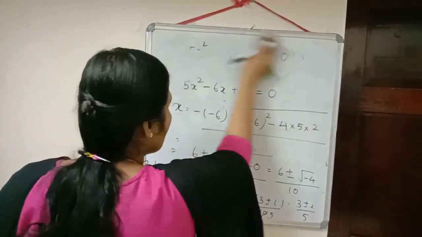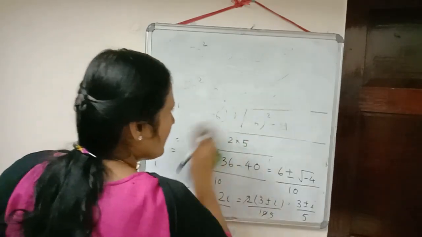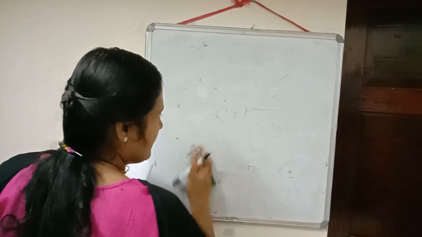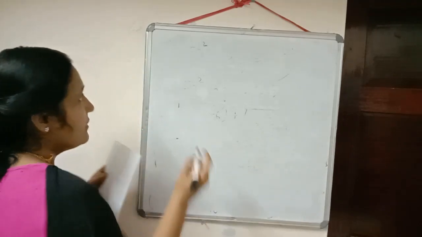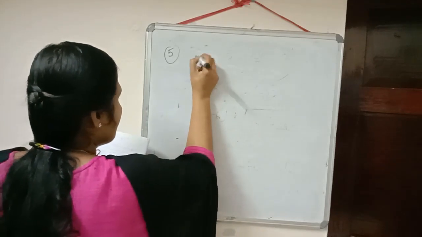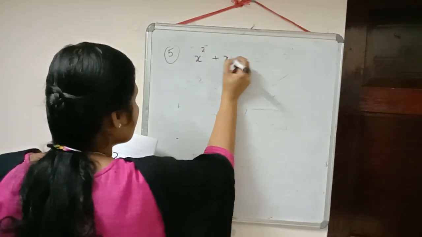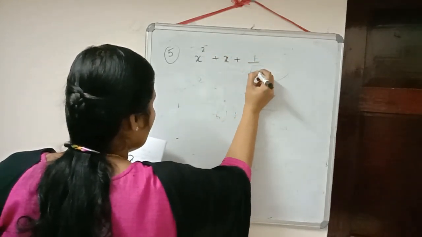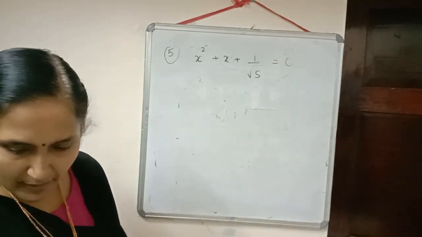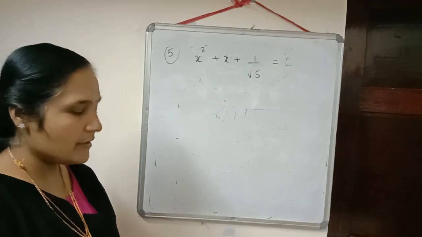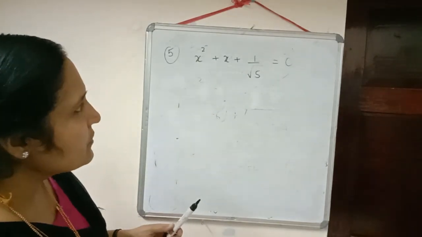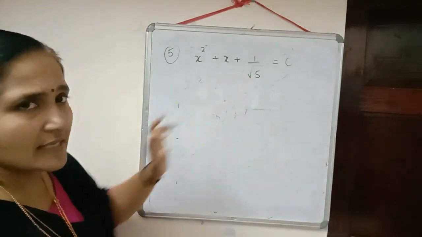Okay, now all of you write down the next question. Question number 5. Question number 5 is x square plus x plus 1 by root 5 is equal to 0. Again, first what can we do? Yes, we can remove this fraction.